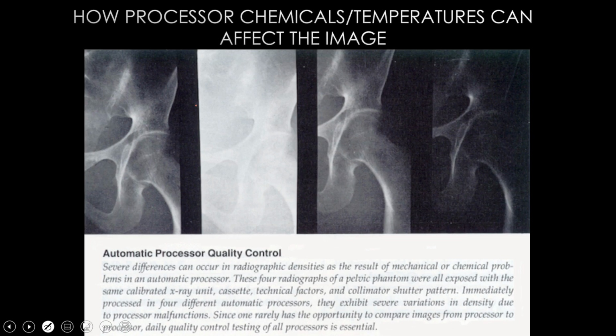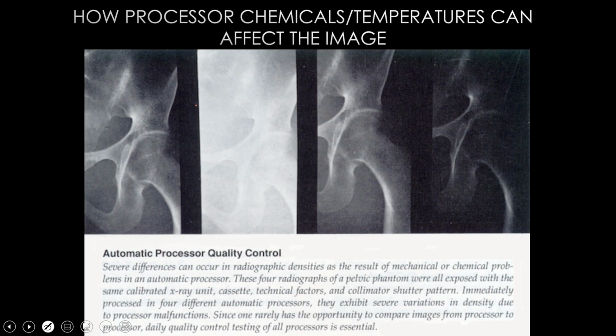Here's just a little blurb on how processor chemicals and temperatures can affect the image. It says severe differences can occur in radiographic densities as a result of mechanical or chemical problems in an automatic processor. These 4 radiographs of a pelvic phantom were all exposed with the same calibrated X-ray unit, same cassette, technical factors, and collimator shutter pattern. However, they were processed in different processors of varying quality control.